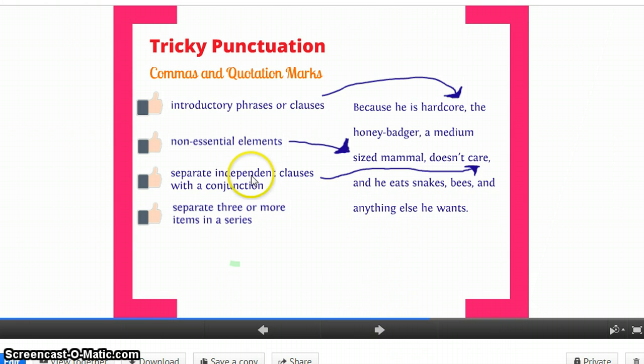Next and finally, to separate three or more items in a series. So snakes, bees, and anything else he wants. Remember to use a comma after every item in a series until you use the conjunction.